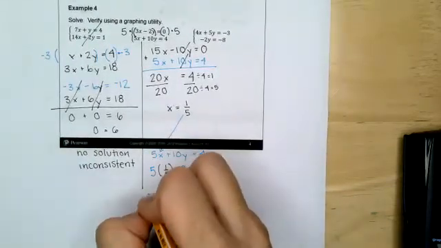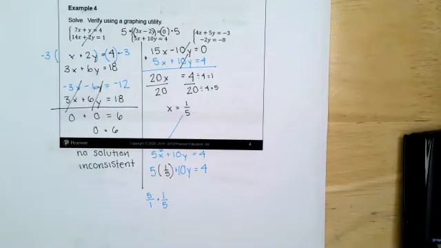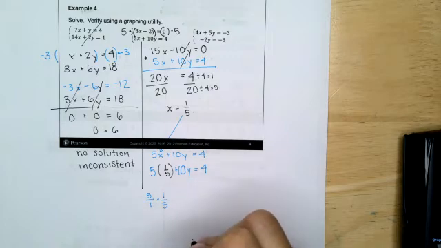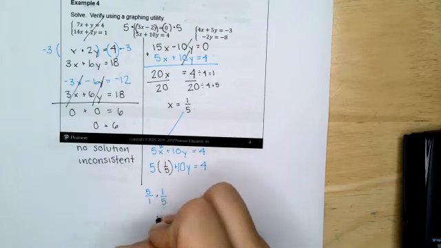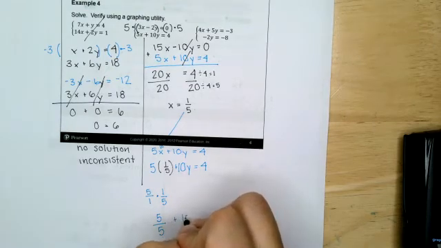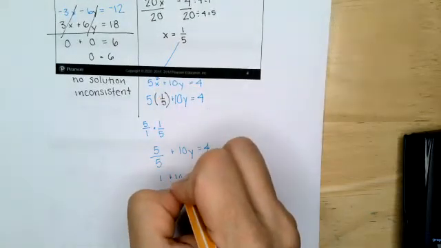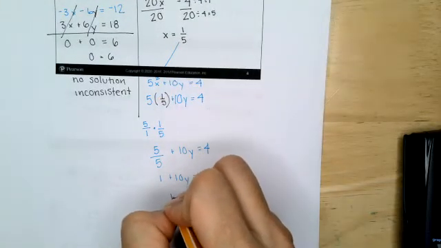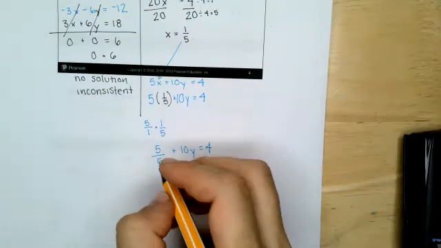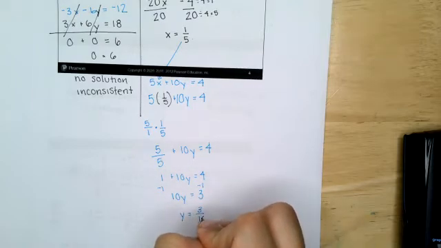5 times 1/5, 5 over 1 times 1 over 5, essentially, right? If I turned that into a fraction and then multiplied straight across, I would get 5 over 5, which is just 1, right? 5 times 1 is 5. 1 times 5 on the bottom is 5. Plus 10y equals 4. But 5 divided by 5 is just 1. So 1 plus 10y equals 4. 10y equals 3, because I needed to subtract that 1. So y is 3 over 10.